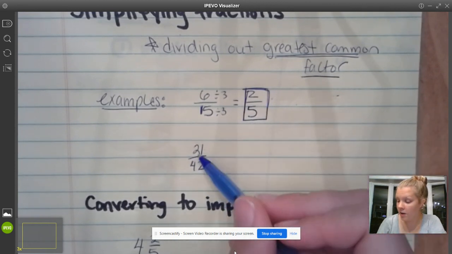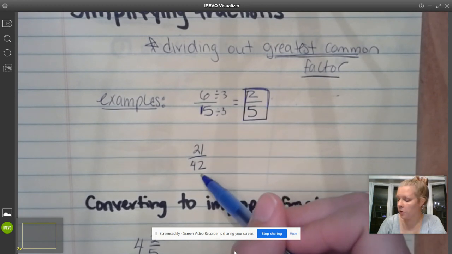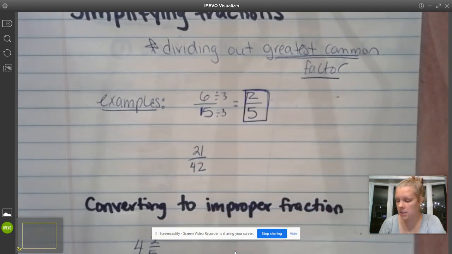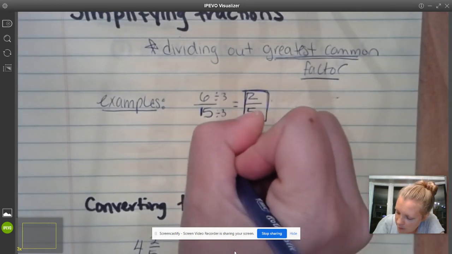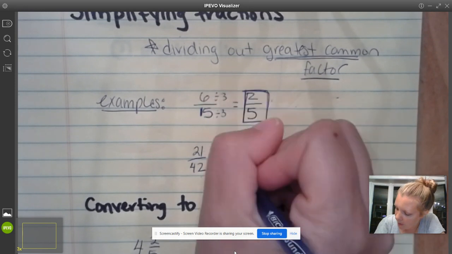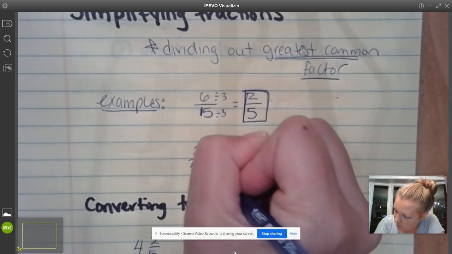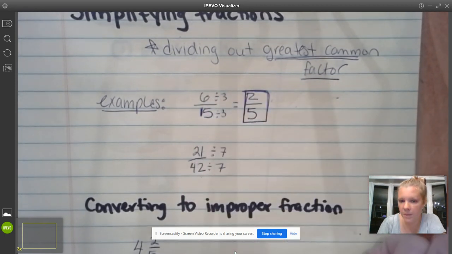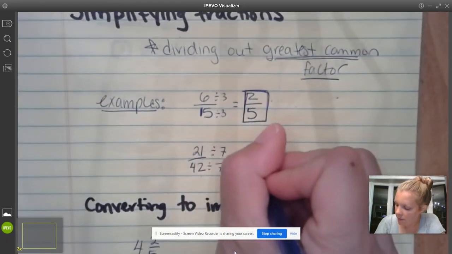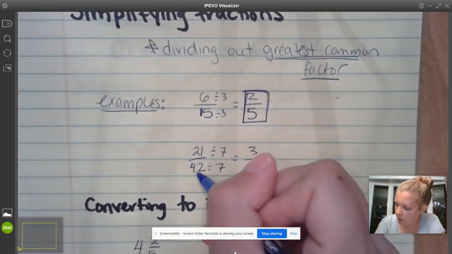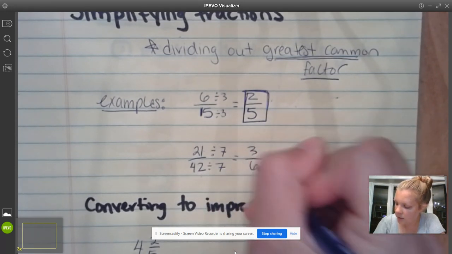There are lots of common factors between 21 and 42. You could take out a 3, a 7, 21. I want to show you 21 is the greatest common factor, so you could divide both the numerator and the denominator by 21. But I'm going to show you what happens if you don't take out the greatest common factor. If I notice that 21 and 42 have a 7 in common, I could do my work like this. 21 divided by 7 is 3. 42 divided by 7 is 6.